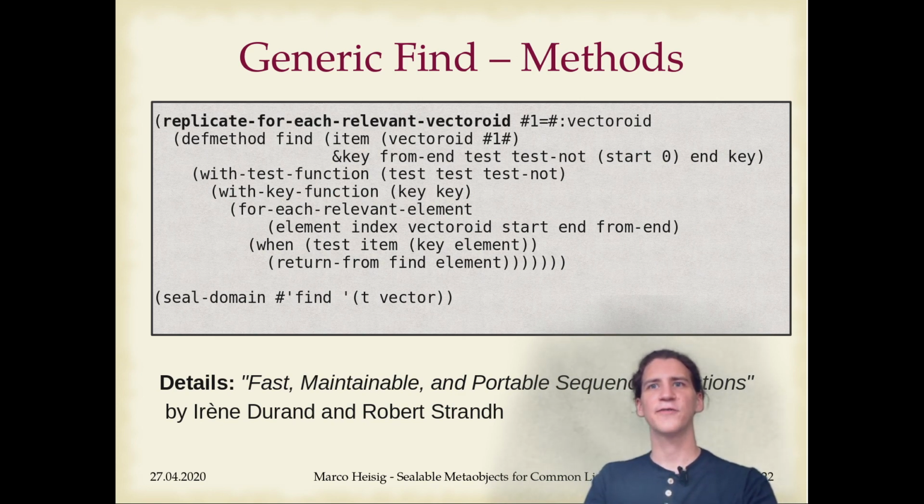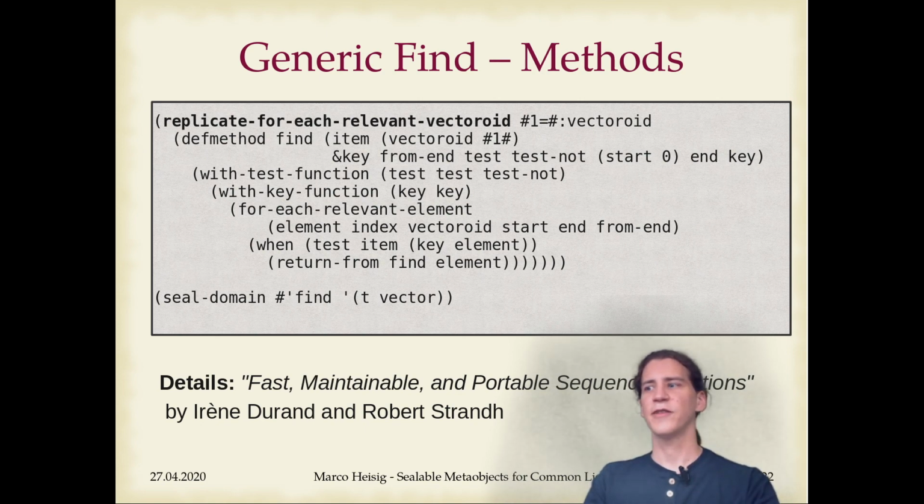So here I use a macro called replicate-for-each-relevant-vectoroid that takes the body and replicates it for every single subclass of vector, including vector itself, and substituting one of the symbols, in this case this uninterned symbol vectoroid, with the relevant class.